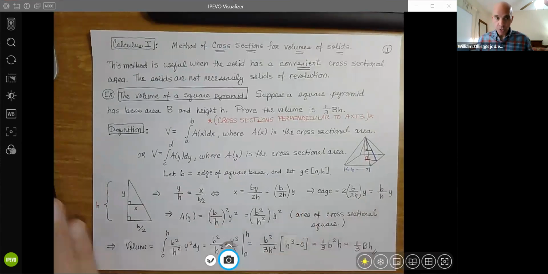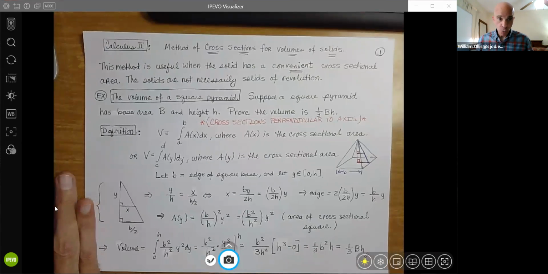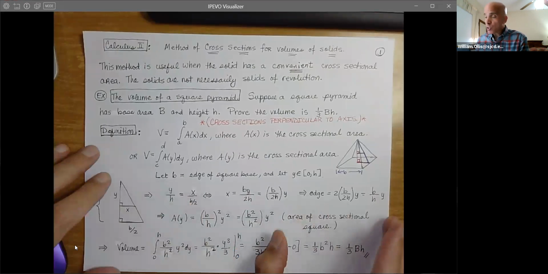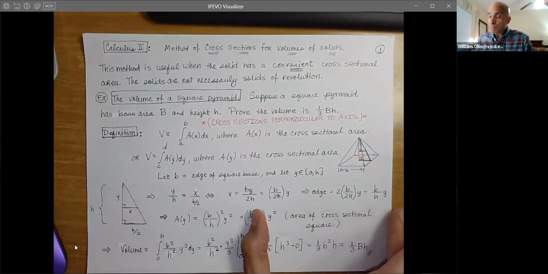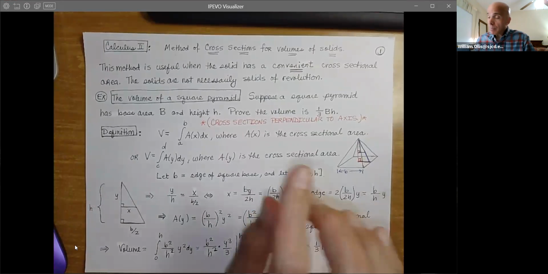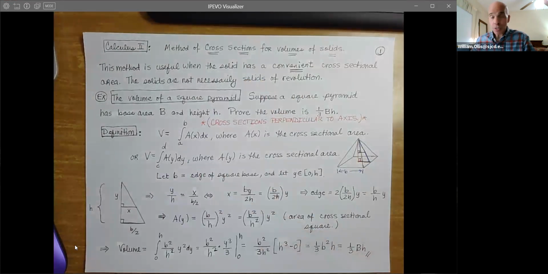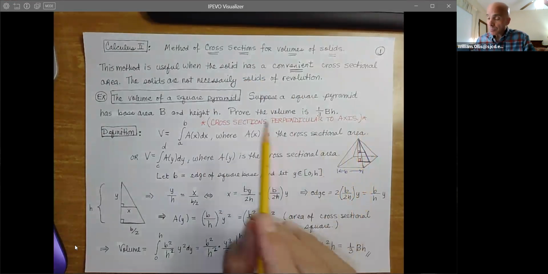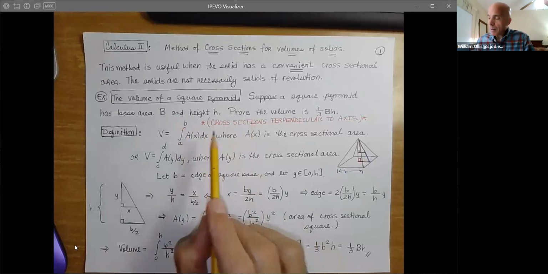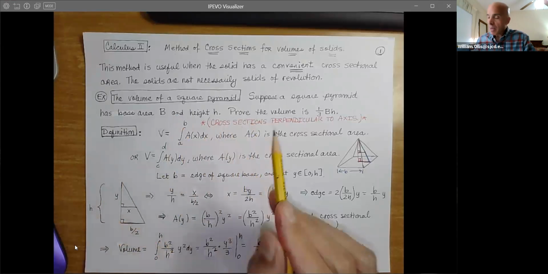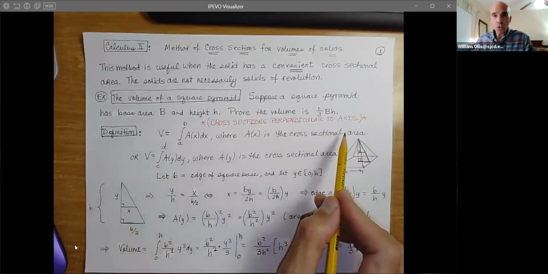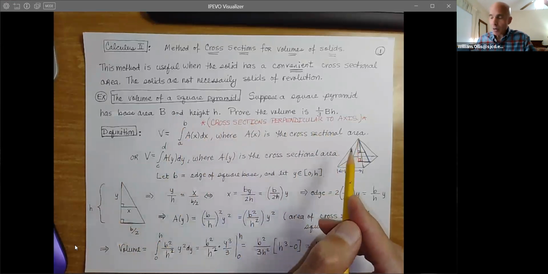But now what we want to do is consider a situation where we have a solid that's not necessarily a solid of revolution. What's going to make this particular method work is that the solid has a convenient cross section, or cross-sectional area. For this procedure to work, the cross sections must be perpendicular to the axis that we choose for our integration.